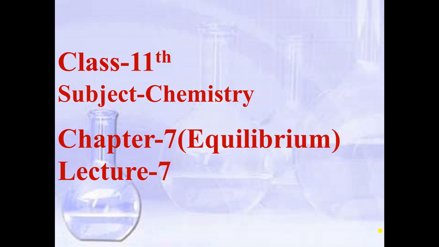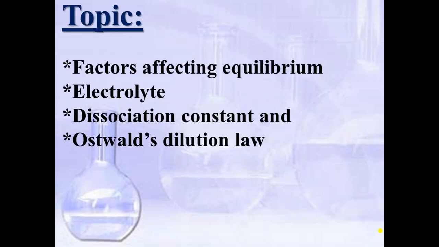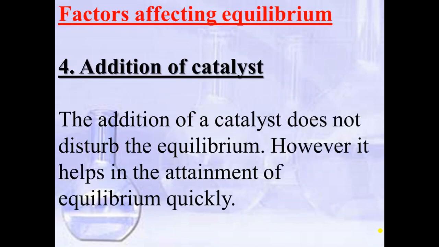Good morning, students. This is class 11, subject chemistry, chapter 7, and this is lecture number 7. These are the topics of today's lecture: factors affecting equilibrium, electrolyte, dissociation constant, and Ostwald's dilution law. We will begin with factors affecting equilibrium.